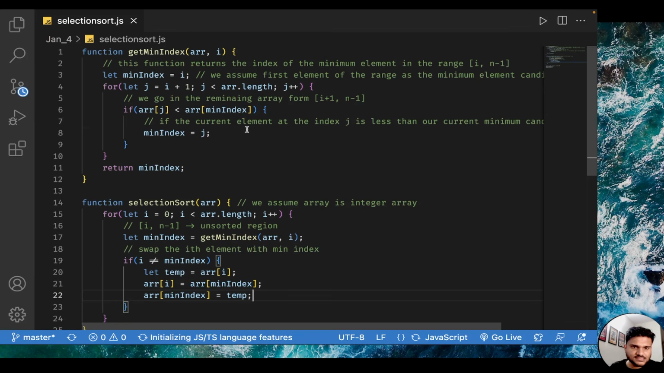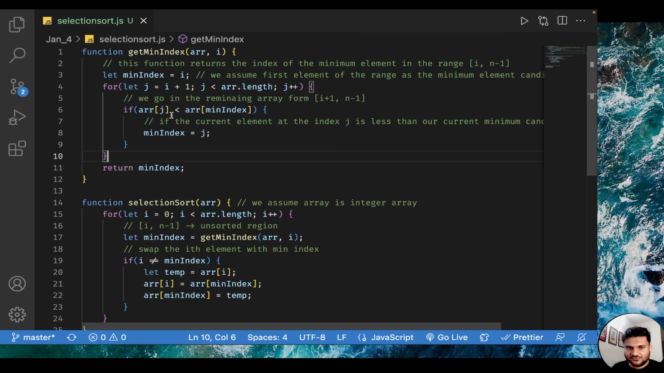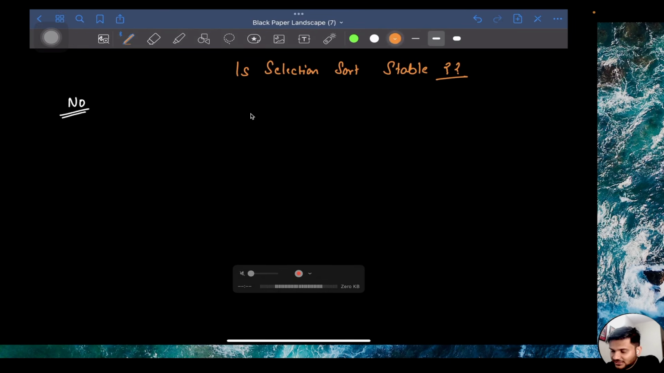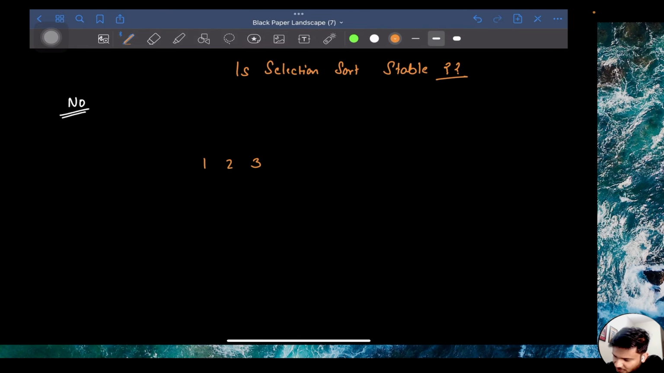So this is the selection sort that we implemented. A lot of you might feel that because we have kept a less than here, we are not doing less than or equal to, we are just doing a less than. This makes selection sort stable, but that's not true. Why do you get a feeling that it's stable? Because a lot of people think that, okay, let's say you have something like 1, 2, 3, and then 6, 8, 4, 9, 4. And now you want to get the minimum.